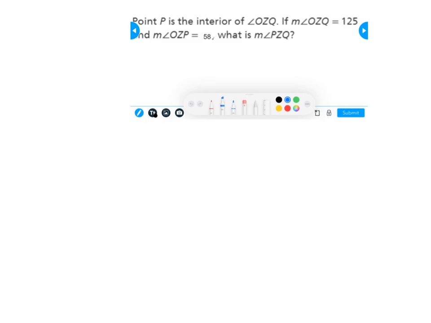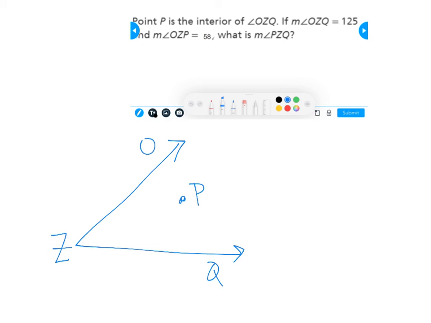There you go. All right, this one to me looks a little confusing at first. It says that point P is on the interior of angle OZQ, and already you've lost me. So the first thing I gotta do is I gotta draw angle OZQ. So that's gonna look like this. Here's my angle. Z is the vertex because it's the middle letter. O is over here, and then Q goes over here. And point P is in the interior of that angle. So that's going to go right here, point P.